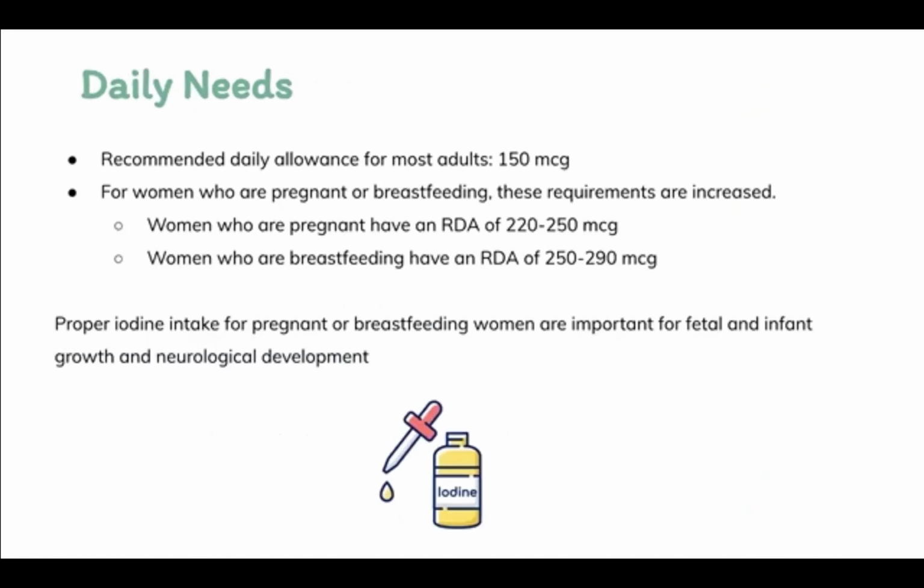So the recommended daily allowance, the RDA, for most adults is about 150 micrograms. For women who are pregnant or breastfeeding, these requirements are increased pretty highly. Pregnant women have an RDA of about 220 to 250 micrograms, and women who are breastfeeding have an RDA of 250 to 290 micrograms. And this is because proper iodine intake for pregnant or breastfeeding women is important for fetal and infant growth, as well as their neurological development.